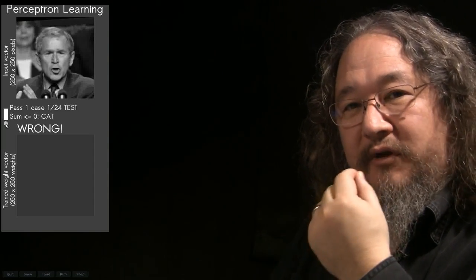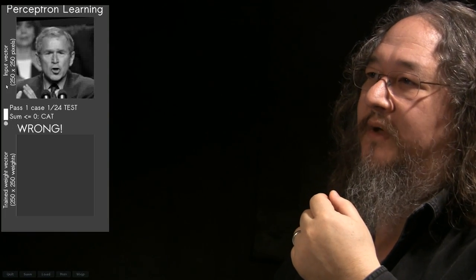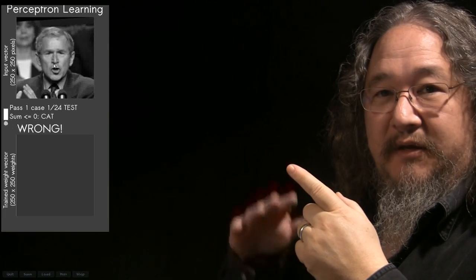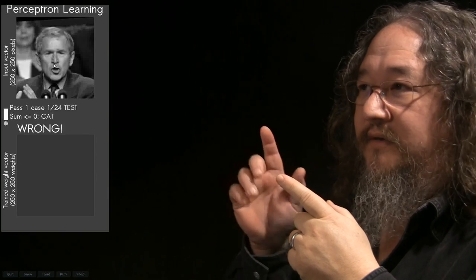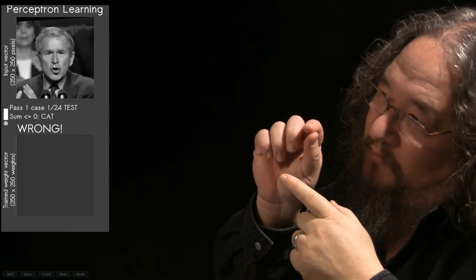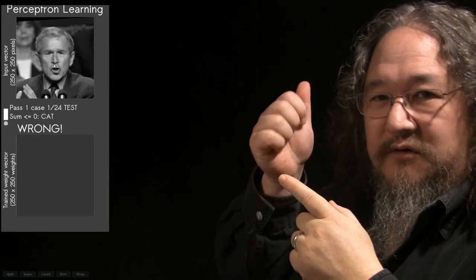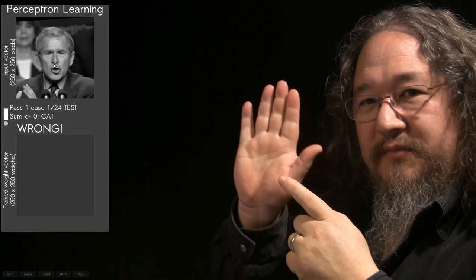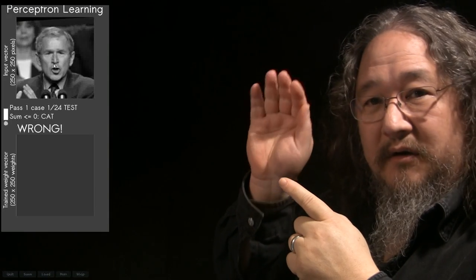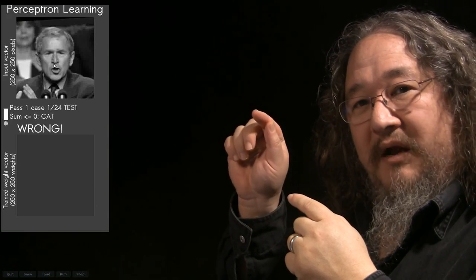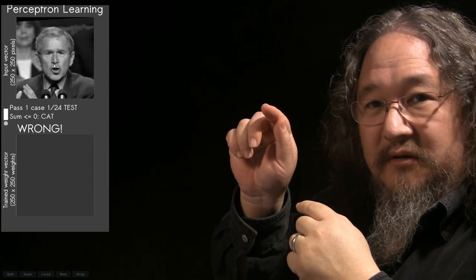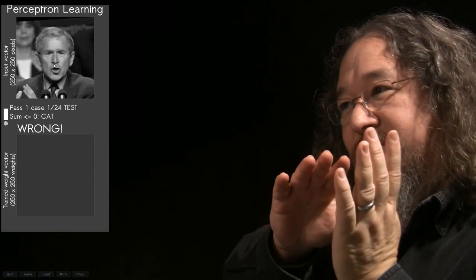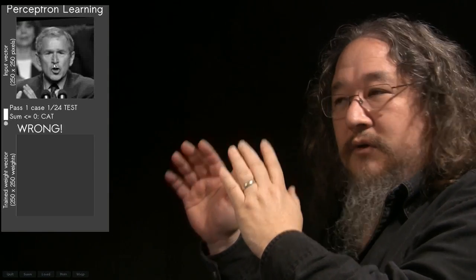And now the perceptron learning algorithm says, oh, okay, you're saying this thing should be greater than 0, it should have a sum greater than 0. So it goes through each of its weights, and for all the inputs that are high, it makes the weight more positive. All the inputs that are low, it makes the weights more negative. As a result, the whole sum goes up.